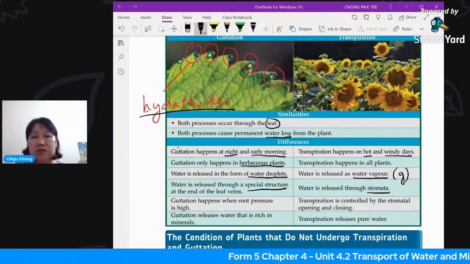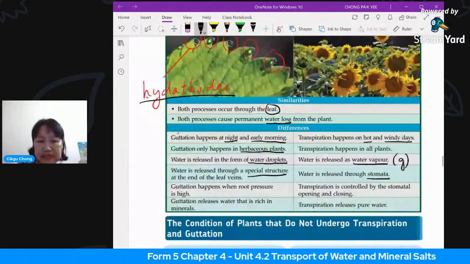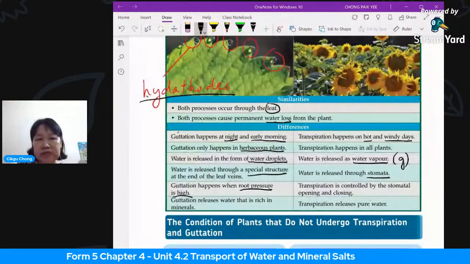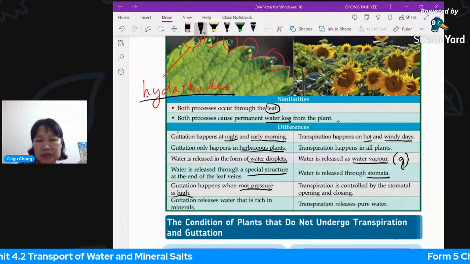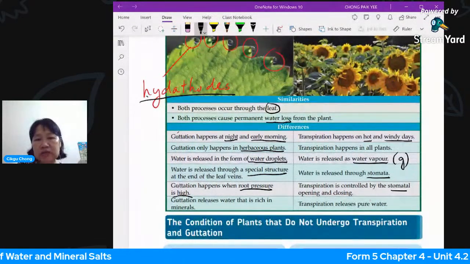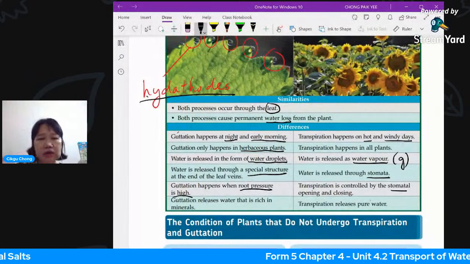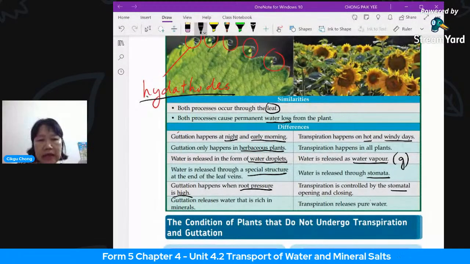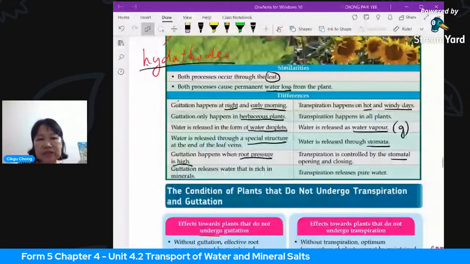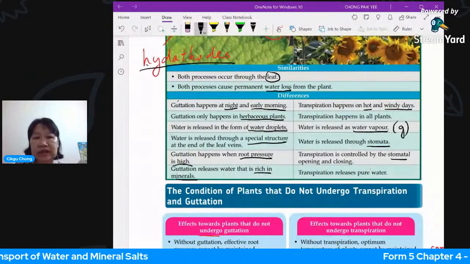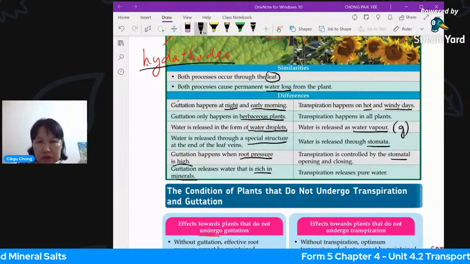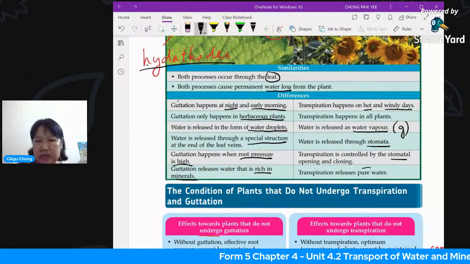Next, guttation happens when root pressure is high. That's the only way. When root pressure is not high enough, nothing is going to be pushed out. And transpiration is controlled by the stomata opening, because of water being evaporated from the stomata. And one more difference, guttation releases water that is rich in minerals. So it's not only H2O, there are minerals dissolved in the water as well. Whereas for transpiration, it's only H2O.